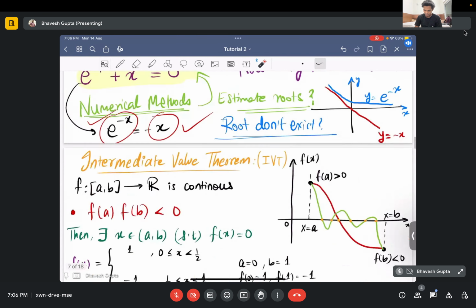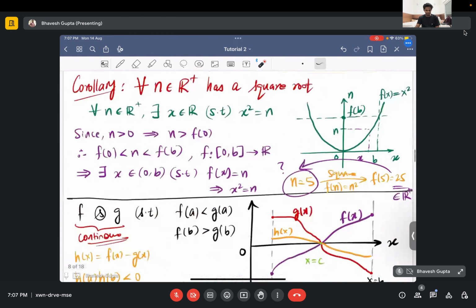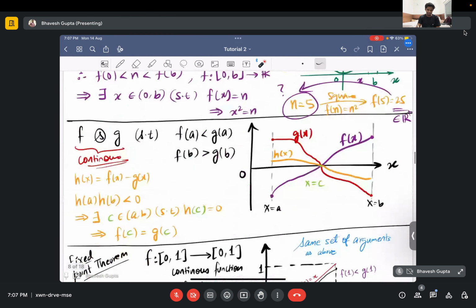If you see very carefully over here, your e to the power minus x function was always greater than the minus x, always greater than this. So whenever you have this hierarchy, when one function always has a value greater than the other, you might expect there is no intersection, because this is true for all values of x. That's why I said the roots don't exist. But in this case, this important feature, along with this given assumption, guarantees that the f function and g function intersect at x equal to c.